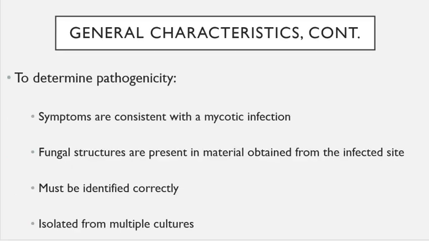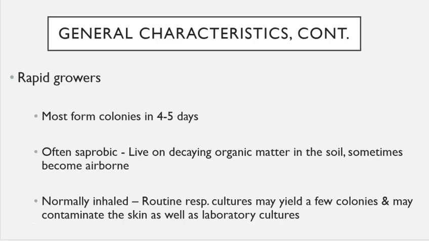When determining pathogenicity of opportunistic fungi, symptoms are consistent with a mycotic infection. Fungal structures are present in material obtained from an infected site, and these fungi must be identified correctly and isolated from multiple cultures. Most of our opportunistic fungi are rapid growers. Most form colonies within 4 to 5 days.